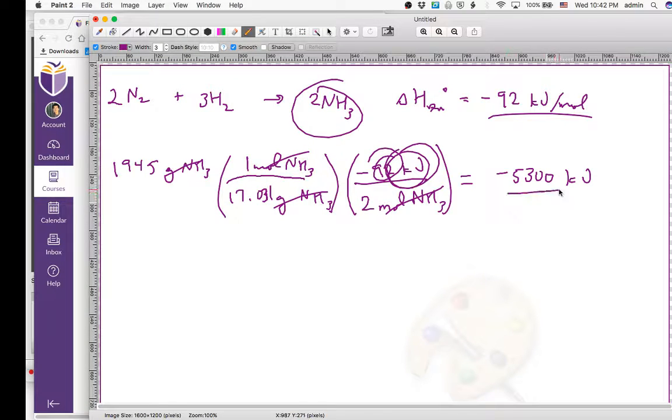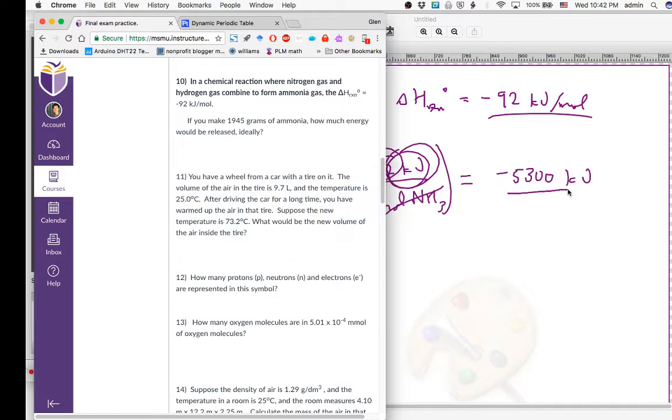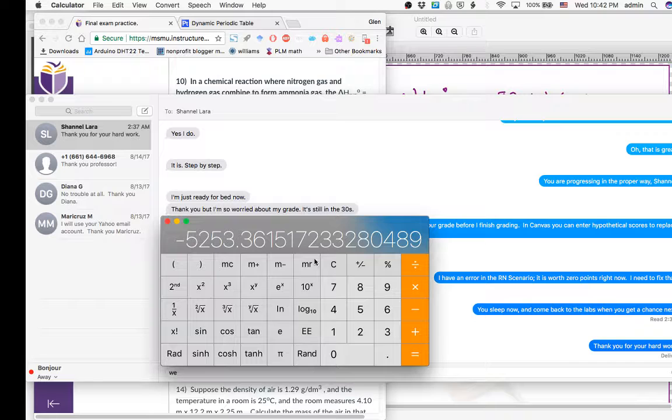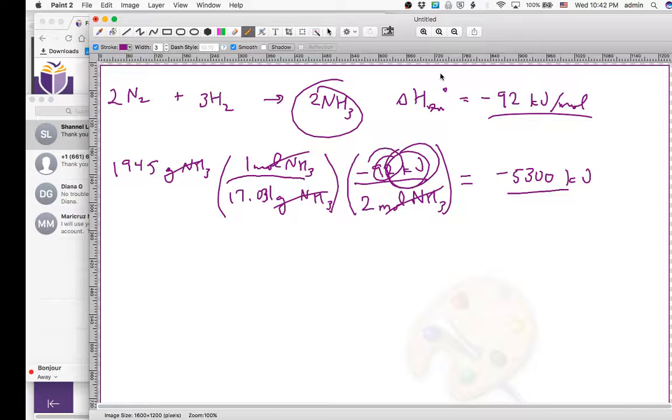If you put 5,250, that would be wrong. If you put what your calculator said, this number, that would also be wrong, okay? Because of the significant figures issue.